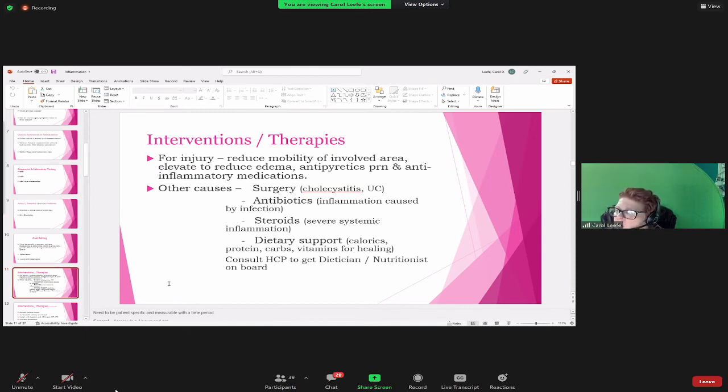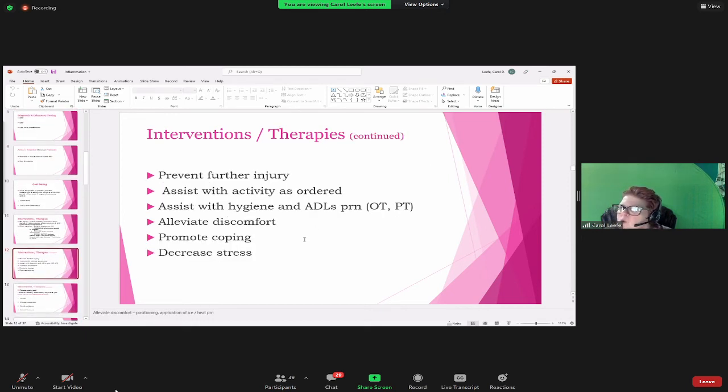So you get the healthcare provider on board to get the dietitian or nutritionist to check out the patient, possibly do a calorie count, also the percentage of food eaten at each meal. If they're not eating big meals, maybe they need 6 smaller meals, or some kind of supplements in between, Ensure, or those kinds of things. And of course, more interventions. You want to prevent further injury.